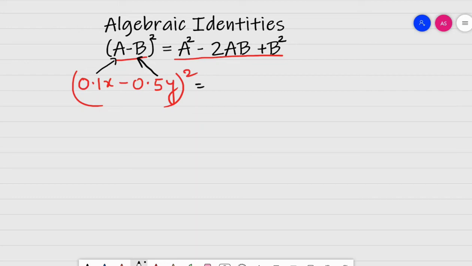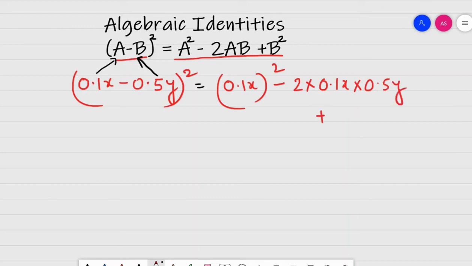Let us see what your a square is. Your a square will become (0.1x) whole square. Let me write it again. (0.1x) whole square minus, now next is 2 into what is your a, 0.1x, into what is your b, 0.5y, plus b square. What is your b square? (0.5y) whole square. Okay. Now let us simplify this.